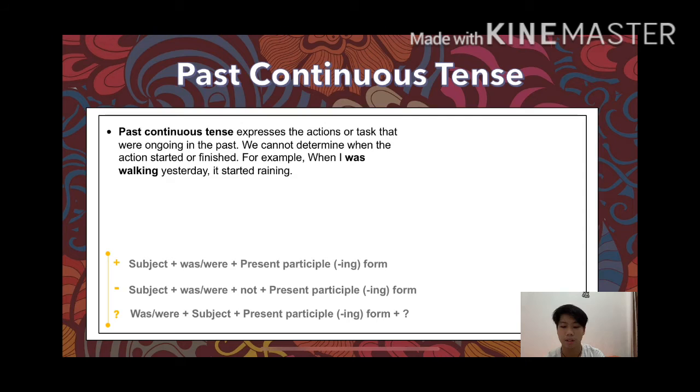Okay, next is past continuous tense. Past continuous tense expresses actions that were ongoing in the past. We cannot determine when the action started or finished. For example, when I was walking yesterday, it started raining. For the formula, you can see it on the screen once again.